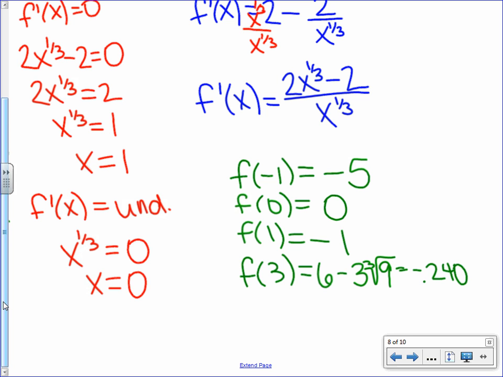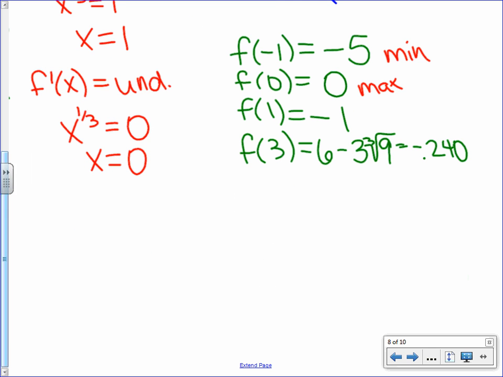Okay, so now we can make a decision. I see our lowest number is here, -5, and our highest number is 0. So that is our max. So we have an absolute minimum of -5 when x is -1, and we have an absolute max of 0 when x is 0. So if you wanted to write the coordinates, we have an absolute minimum at -1, -5, and we have an absolute maximum at 0, 0.